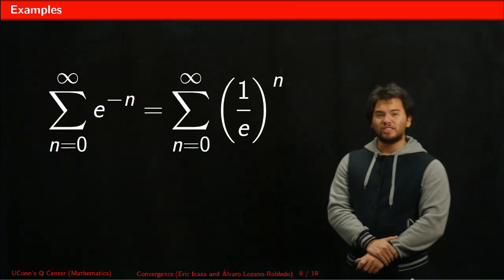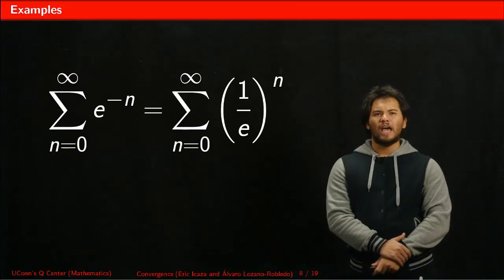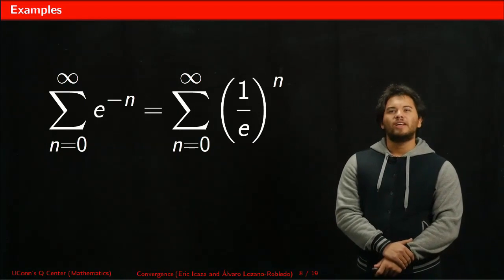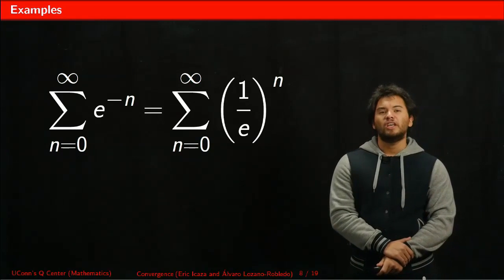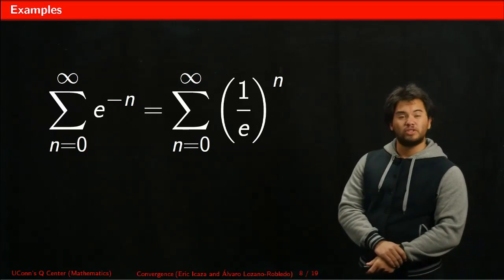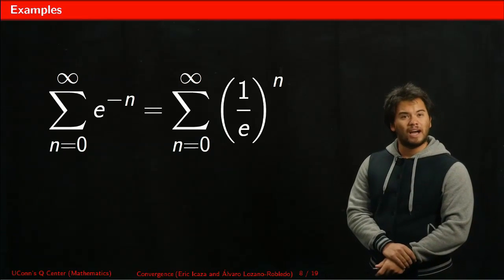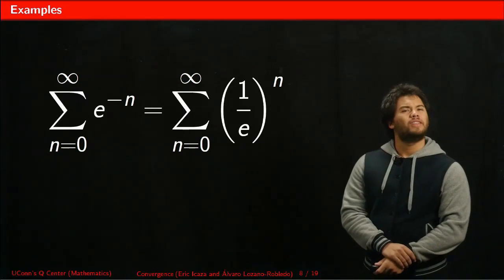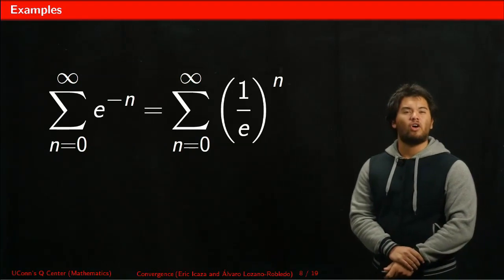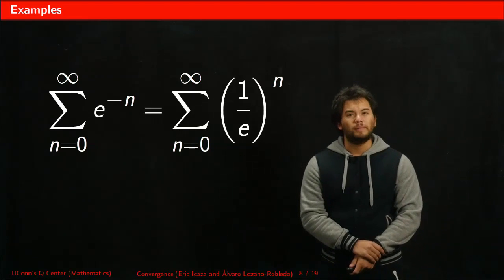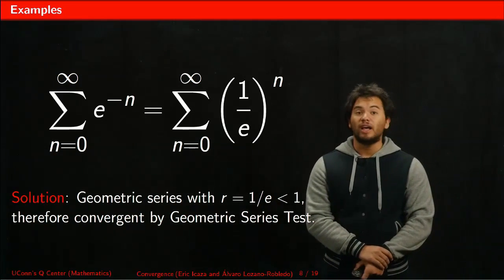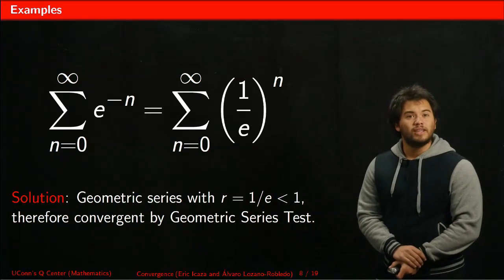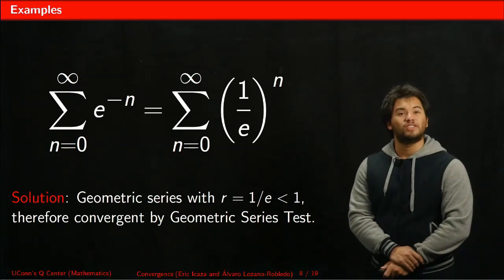The geometric series test says that if the absolute value of our r term is less than 1, that means the series will converge. If the absolute value of our r term is greater than 1, that means the series diverges. And the test is inconclusive if our r term is equal to 1. So in this case, we have r equals 1 over e, which is less than 1. Therefore, this is convergent by the geometric series test.